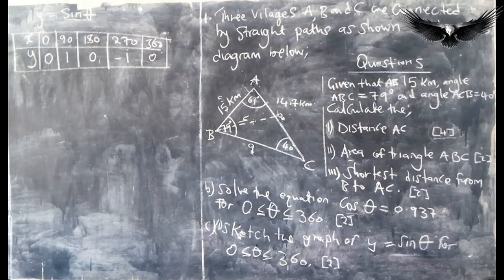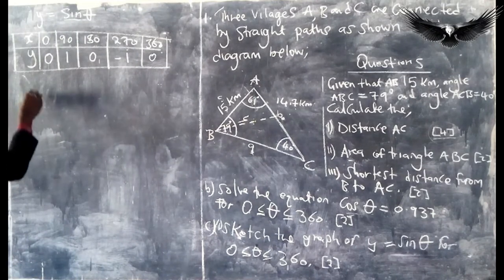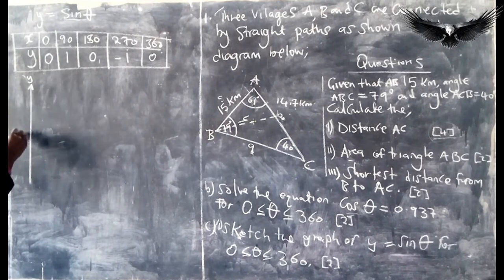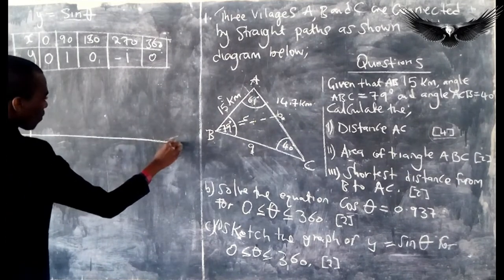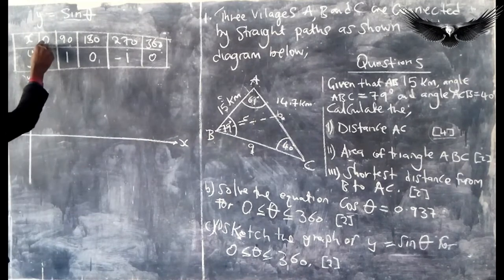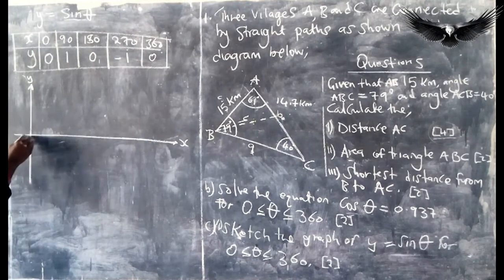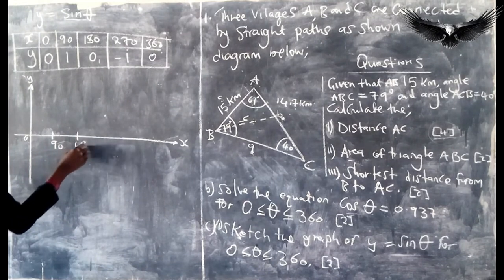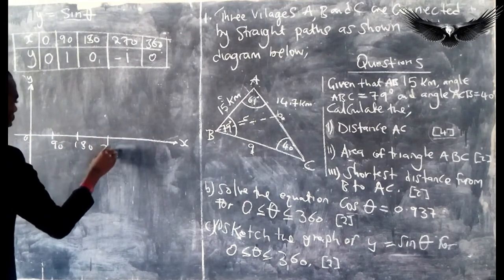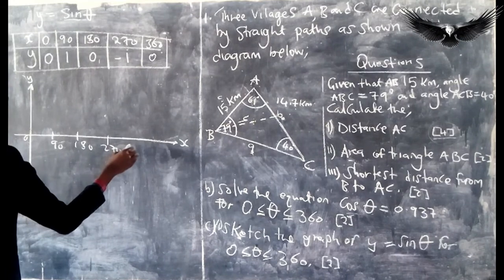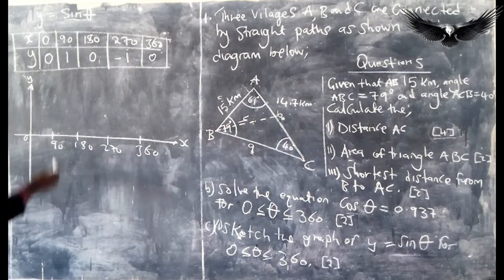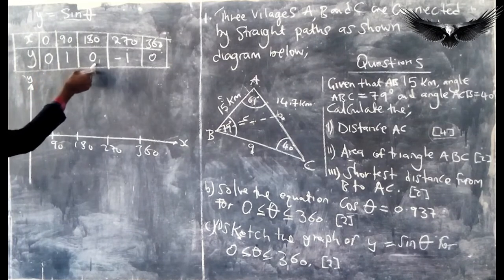Then you sketch the x and y plane. Okay, the x and y like that. So this is my y there. Then here I'm going to have my x. So in the x I have from 0 to 360. So this is my 0. Then I go to 90, then 180, then 270, then from 270 I go to 360. Alright.